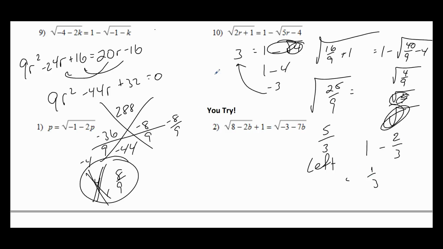Okay, both of these don't work. So in this case, we have a no solution. Hopefully I did that problem right. If I didn't, I'm going to be mad.